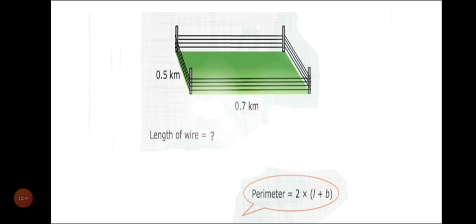वी नीड द लेंथ ऑफ द वायर, and to get the length of the wire, because we are using the wire only at the boundary, so we will find out the perimeter. So as the land is in rectangular shape, again we will use the formula for rectangle. Perimeter of rectangle is 2 into (L plus B).